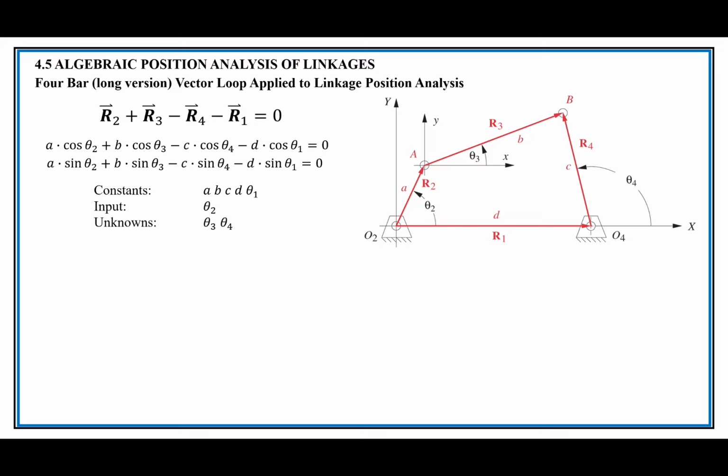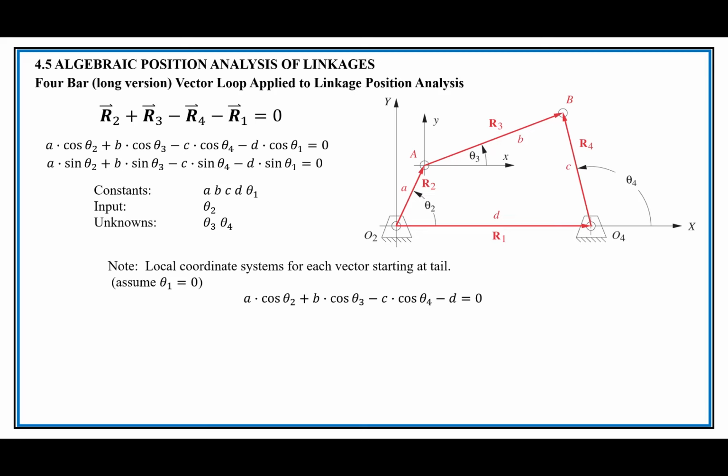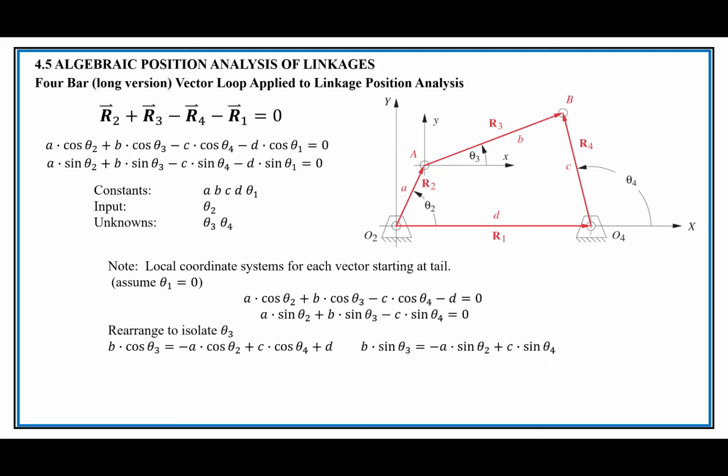So these are the things we just previously said in our summary. I just mentioned local coordinates all start at the tail end of the vectors, and we're assuming theta 1 is equal to 0. So we have these 2 equations, simplified from up above, and we can try to get rid of one of the 2 unknowns. So we'll isolate theta 3. Let's get rid of theta 3 so we can find theta 4. So we arrange them by moving them over onto the left-hand side of the equal sign.